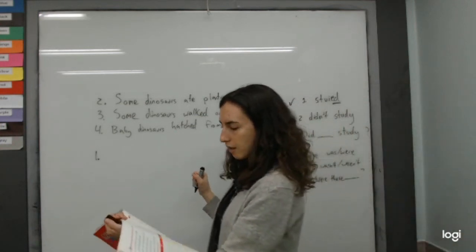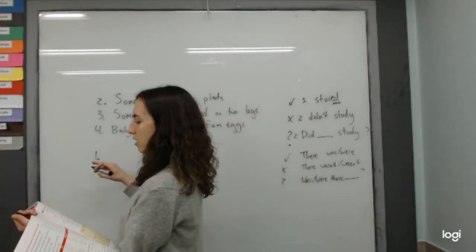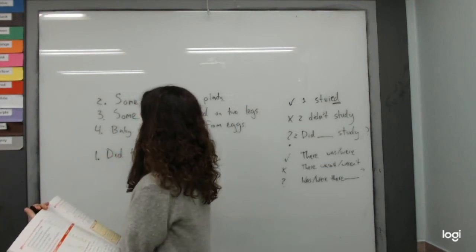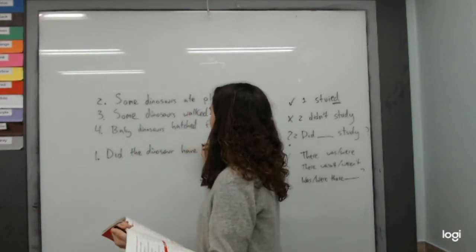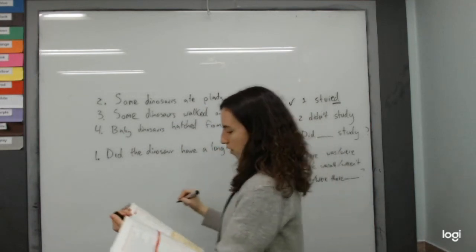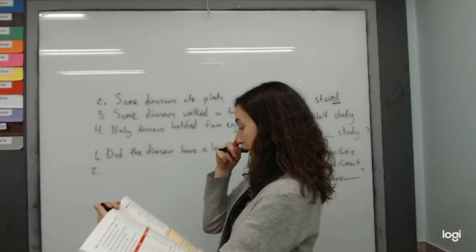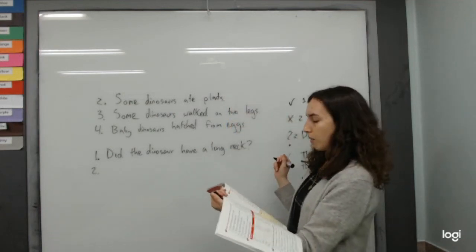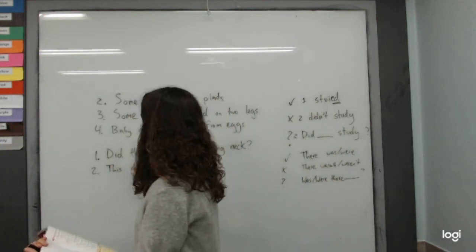Alright, so let's see this first one. The yes sentence, the dinosaur had a long neck. No sentence, the dinosaur didn't have a long neck. Question, did the dinosaur have a long neck? Number 2. We have the question, did this dinosaur eat plants? So first, we have to make a yes sentence. We can start with, this dinosaur, yes. This dinosaur ate plants.